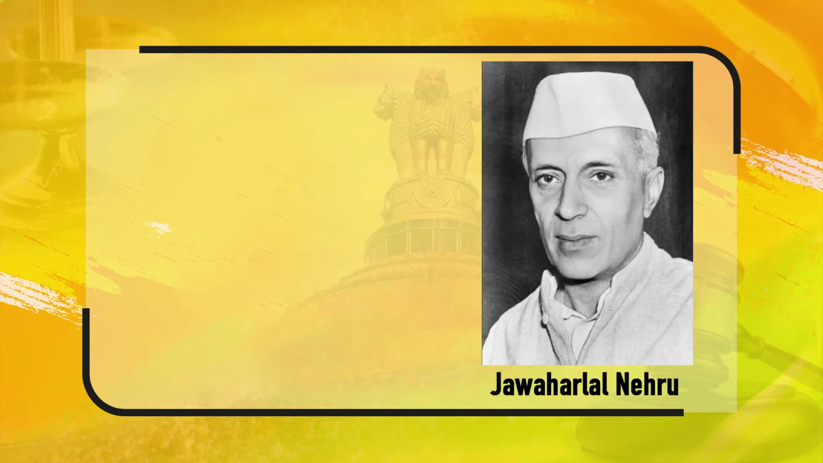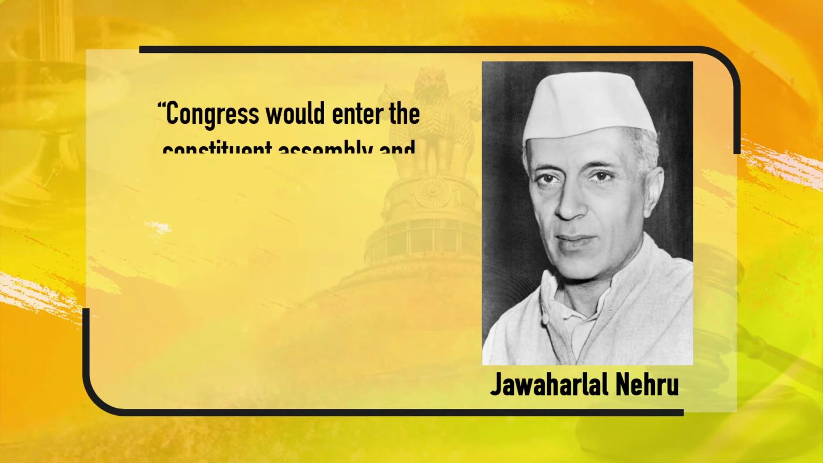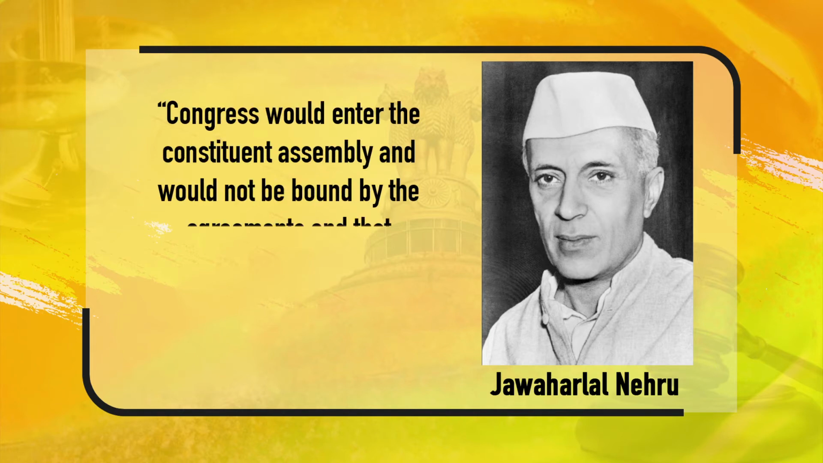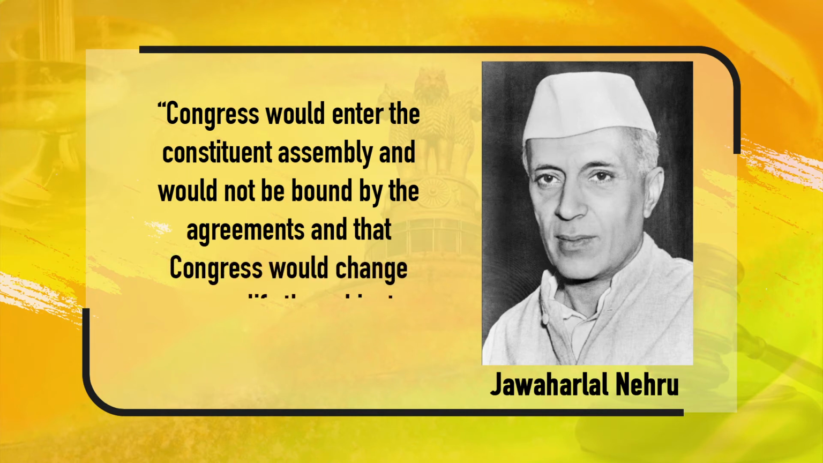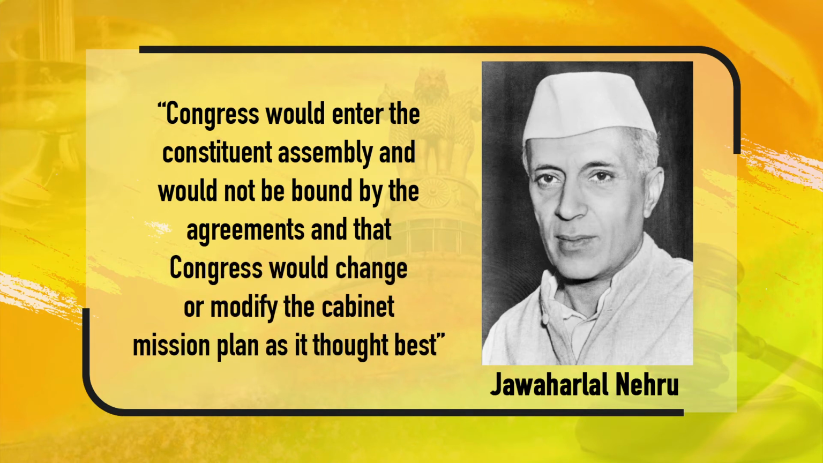However, the differences between the two parties reached a climax when the newly elected Congress President Jawaharlal Nehru made a statement that Congress would enter the Constituent Assembly and would not be bound by the agreements, and that Congress would change or modify the Cabinet Mission plan as it thought best. Muhammad Ali Jinnah took this as a betrayal of trust, and the Muslim League withdrew from the Cabinet Mission plan and boycotted the Constituent Assembly to vehemently pursue the idea of a separate state for Muslims, that was realized with the birth of Pakistan on 14th August 1947.